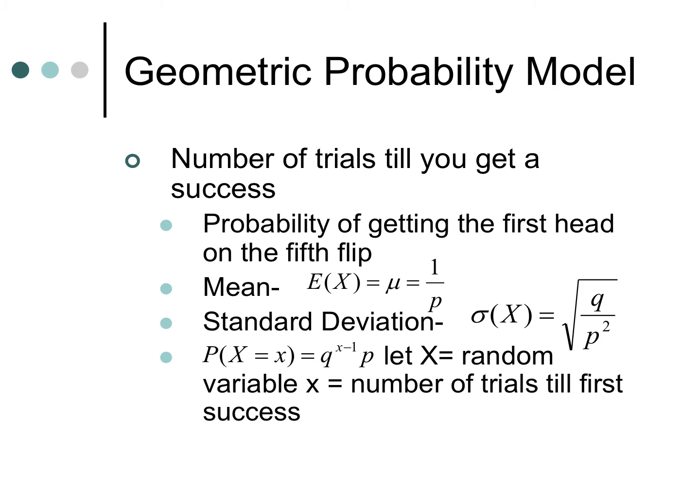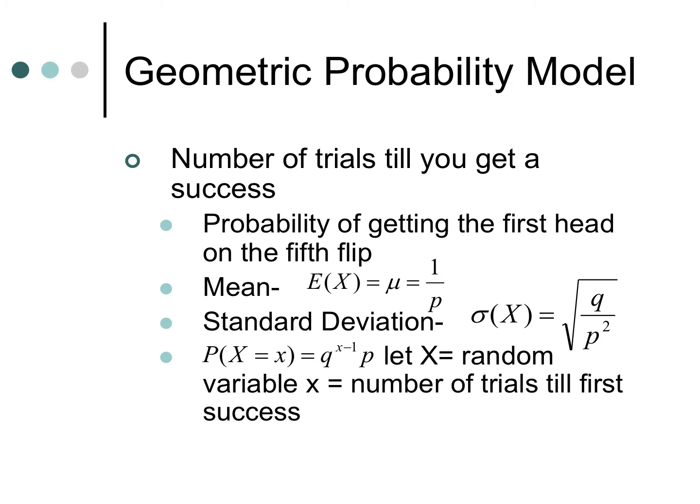And the standard deviation is the square root of q over p. Q is the probability of failure, and p is the probability of success, right? Q is just 1 minus p. If the probability of success is 0.3, then q is 0.7. They have to add to 1.